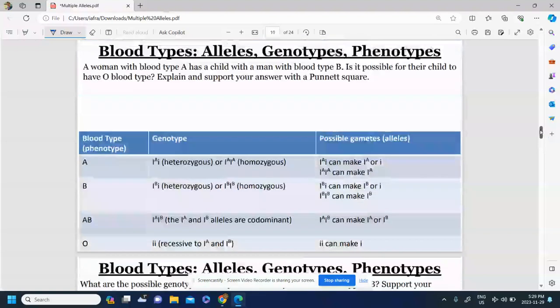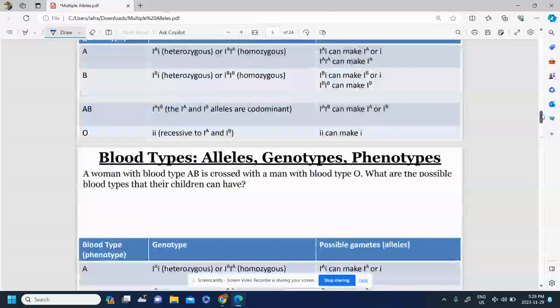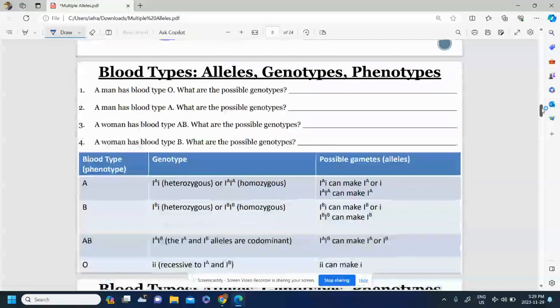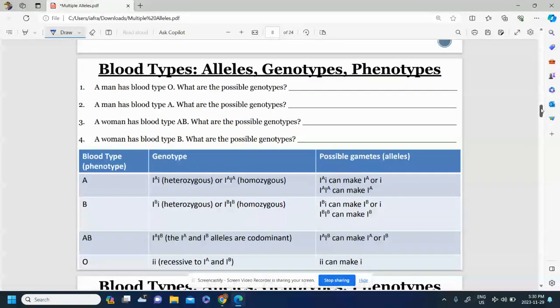In this video, we're going to do some practice problems with multiple alleles focusing on blood types. So let's go into our first practice problem over here. A man has blood type O. What are the possible genotypes? So if you're blood type O, you can see this is a chart you do need to memorize. O is the recessive allele. So you need two recessives in order to be blood type O. So you're little i, little i.